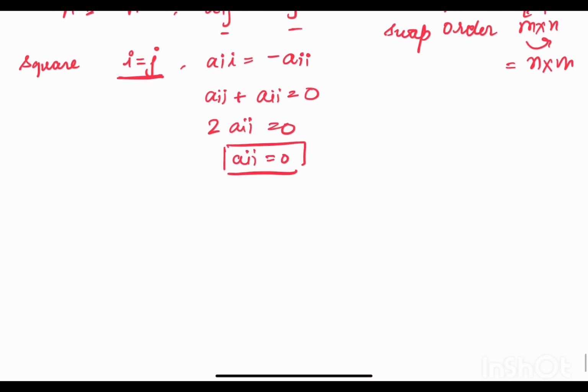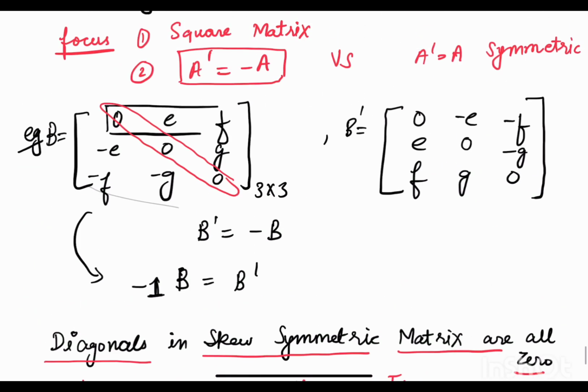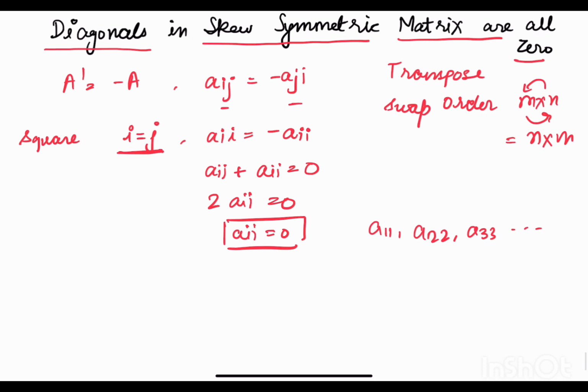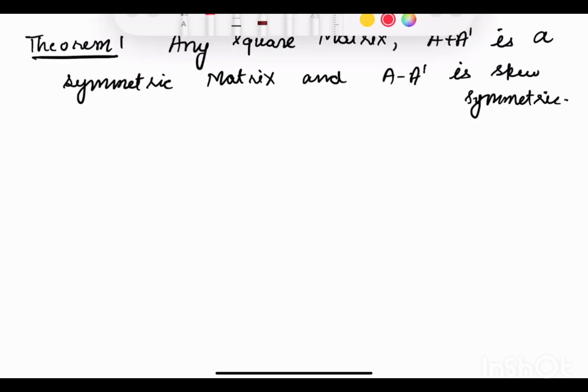Now, what is my Aii? Aii is nothing but my diagonal elements, which are A11, A22, A33, and so on, depending upon the order which we are discussing. So that is the reason why my A11 here was 0, A22 was equal to 0, and A33 was equal to 0. So this is a very important concept which you must remember at the back of your head. So let us now proceed to a few more theorems based on symmetric and skew symmetric matrices.